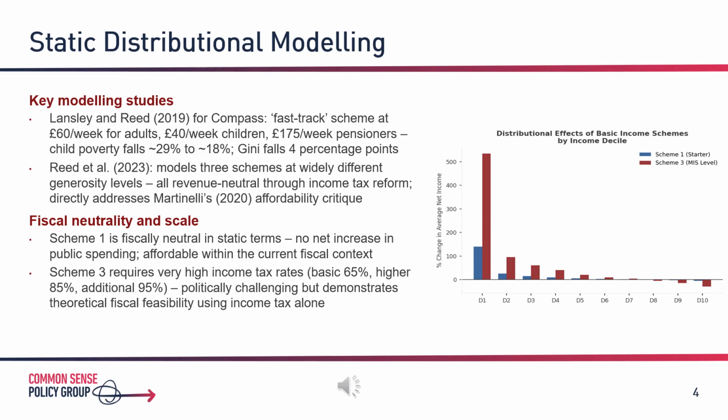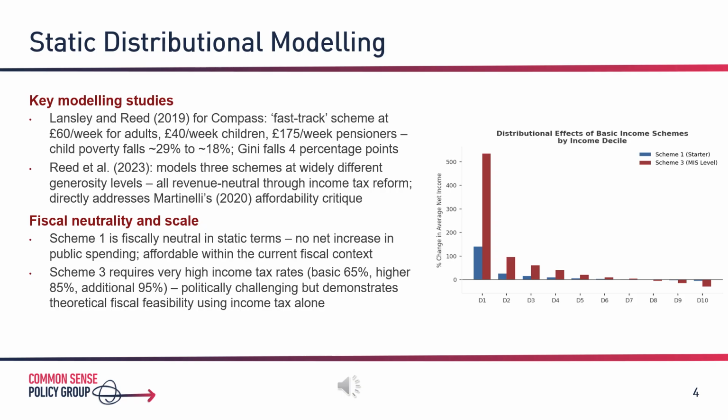This matters analytically. If fiscal neutrality is achievable through income tax reform, then other tax measures would only improve the position. The high tax rates required for Scheme 3 are genuinely politically challenging, but their inclusion in the paper demonstrates the theoretical feasibility in a way that cannot be dismissed as financial illiteracy.